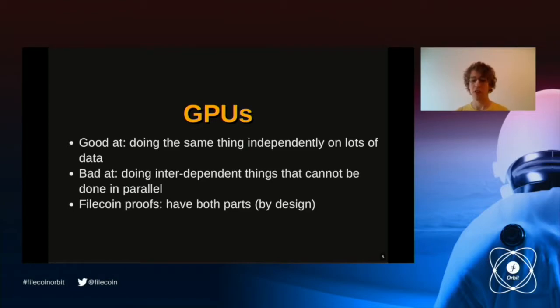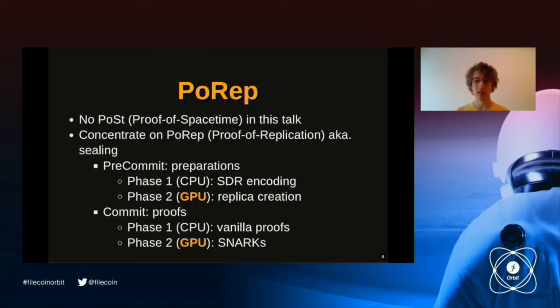And Filecoin actually has both those things. So we have things that are intentionally not parallelizable, so they run on the CPU, and we have parts that we want to move out to the GPU in order to improve the performance. So this talk concentrates on the PoRep, the proof of replication. Sadly, I don't have the time to talk about the proof of space-time.